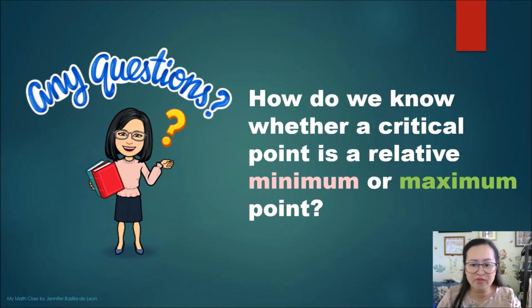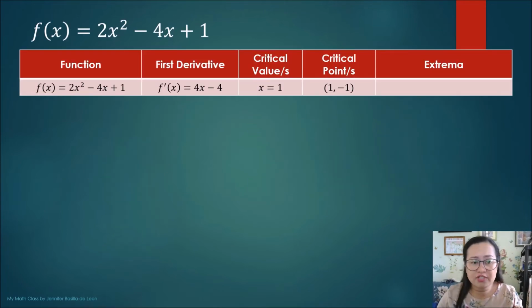Now at this point, I have a question. How do we know whether a critical point is a relative minimum or a maximum point without using graphs? Now consider the function f of x equals 2x squared minus 4x plus 1. A while ago, we were able to get already the critical value and the critical points on this graph. And this time, let's determine whether it's a relative minimum or a maximum without the use of its graph.